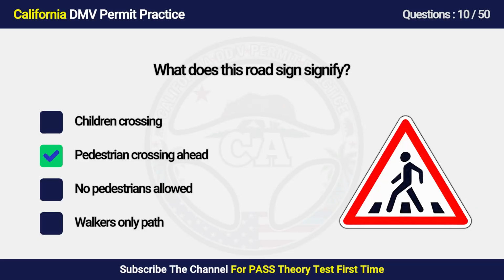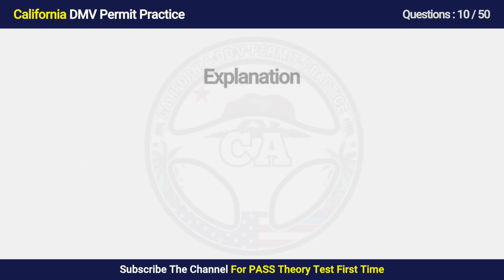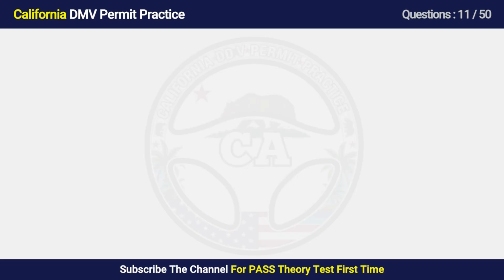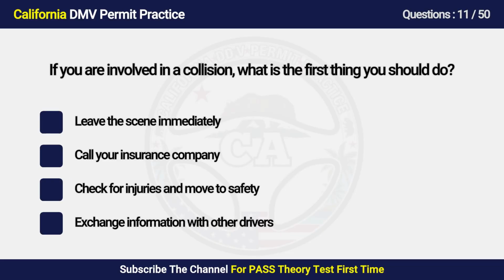Answer is B. Pedestrian crossing ahead. This sign warns drivers that they are approaching a pedestrian crossing and should be prepared to stop for pedestrians. Question 11. If you are involved in a collision, what is the first thing you should do?